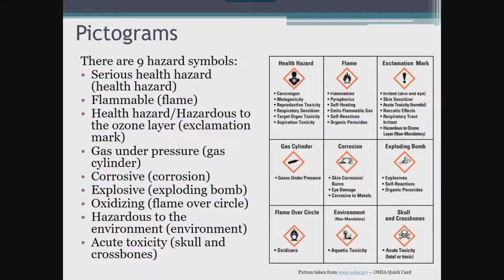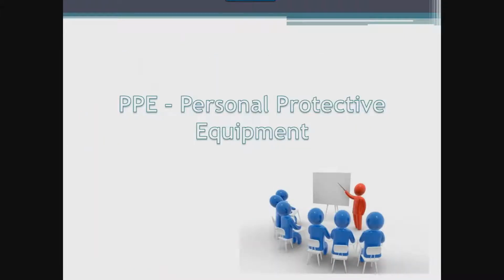The second row starts with a symbol for gases under pressure. The corrosion pictogram is pretty self-explanatory. And then the second row finishes up with the exploding bomb pictogram, indicating an explosive or self-reacting chemical. The last row starts with the oxidizer, and then the middle bottom pictogram is non-mandatory, but when used, it does indicate aquatic toxicity. And then finally, we have the more severe acute toxicity pictogram, where exposure could be fatal or toxic. So the next topic we're going to talk about is PPE.